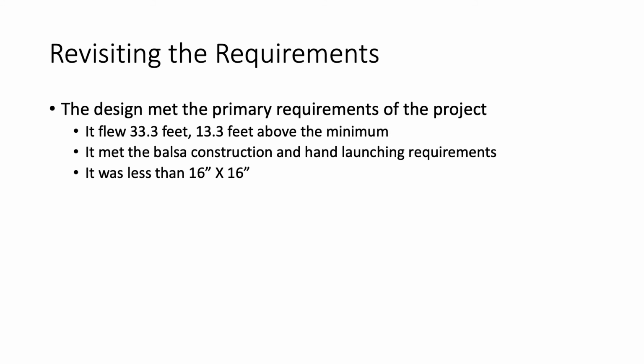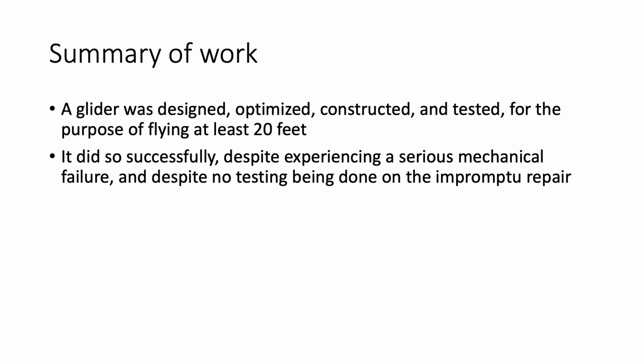The design met the primary requirements of this project. It flew 33.3 feet, 13.3 feet above the minimum, and met the ball's construction requirement and hand launching requirements. It was less than 16 inches by 16 inches. A glider was designed, optimized, constructed and tested for the purpose of flying at least 20 feet, and did so successfully despite experiencing a serious mechanical failure and despite no testing being done on the impromptu repair.